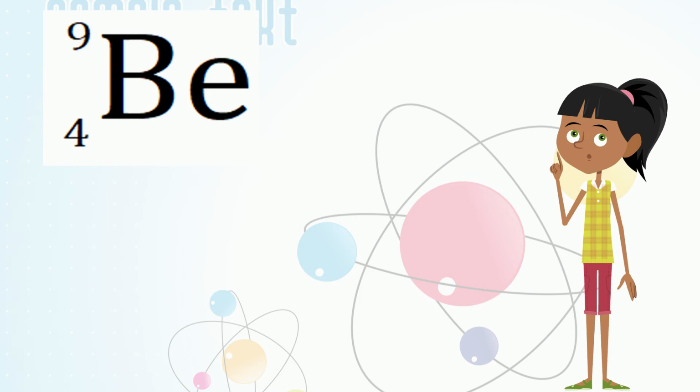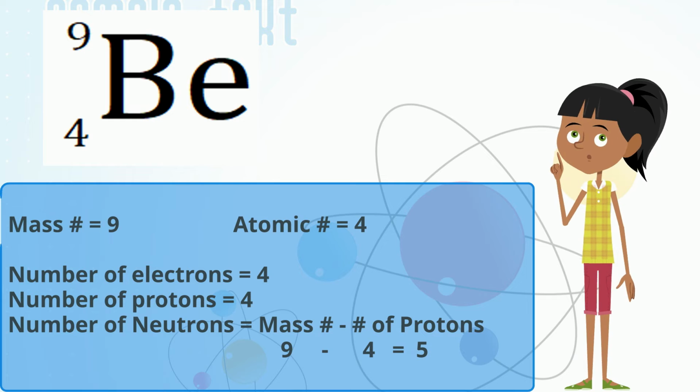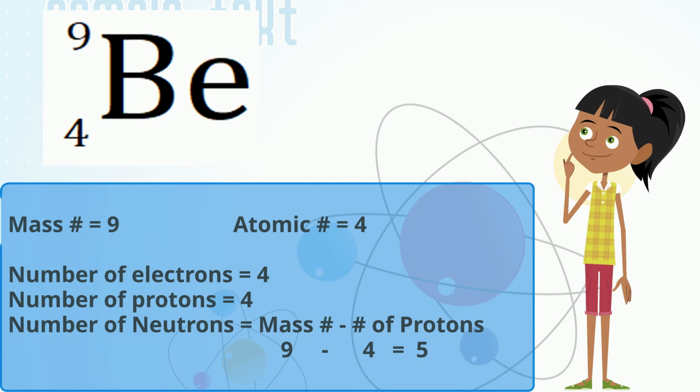Let us look at beryllium, which is Be. The mass number of beryllium is 9, the atomic number is 4. This means the number of electrons would be 4, as well as the number of protons. The number of neutrons can be calculated by subtracting 4, which is the atomic number, also the proton number, from 9, which is the mass number, to give you 5. So the number of neutrons would be 5.